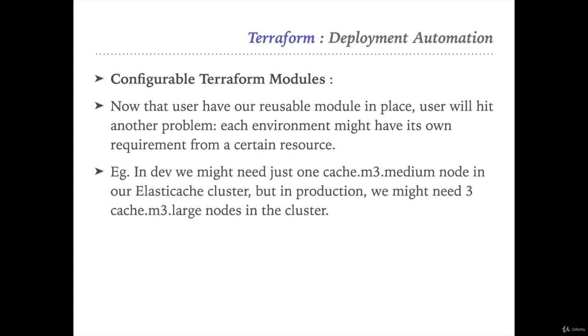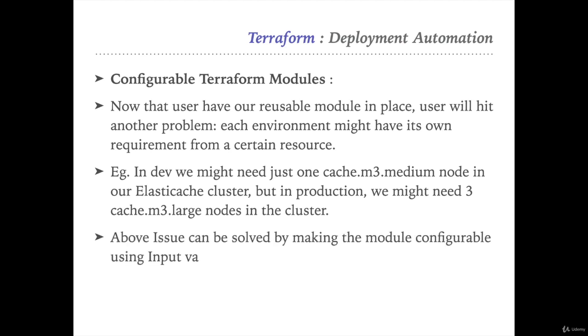So we have discussed the problem scenario: in the dev environment we need just one cache m3 medium machine, and in production we need a cache m3 large machine, right? How can we do that if the resource definition is declared at one place? Our issue can be solved by making the module configurable using input variables.